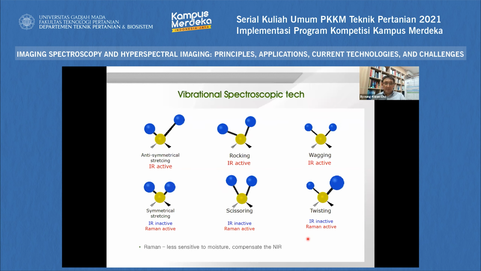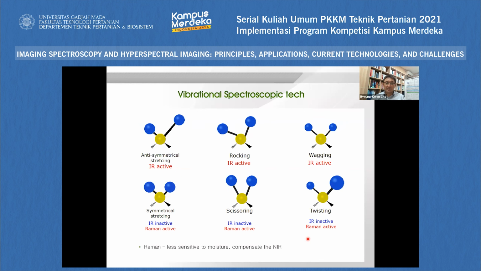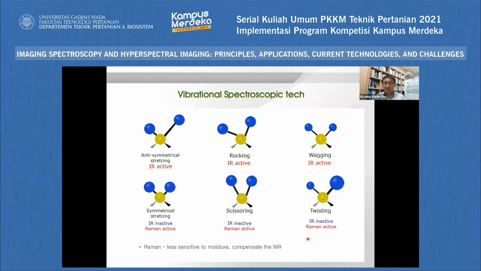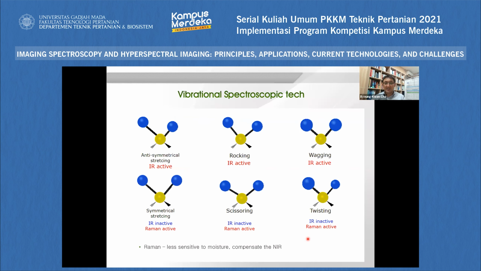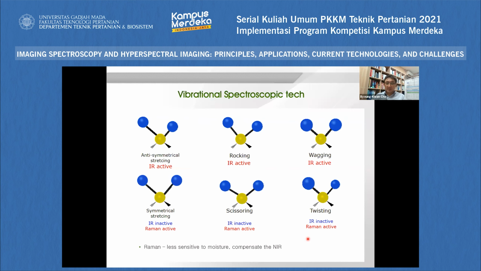Okay, let me show you an example. Water consists of oxygen and hydrogen. The structure is not symmetric. In that polar structure, infrared is very sensitive to water, but Raman is not sensitive to water. So that's why we need both techniques.